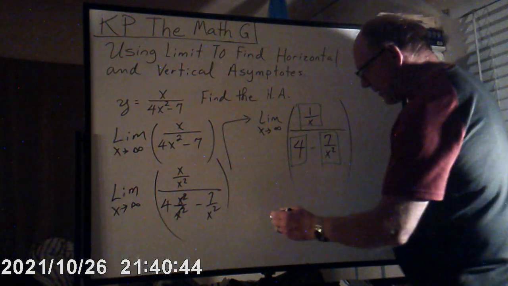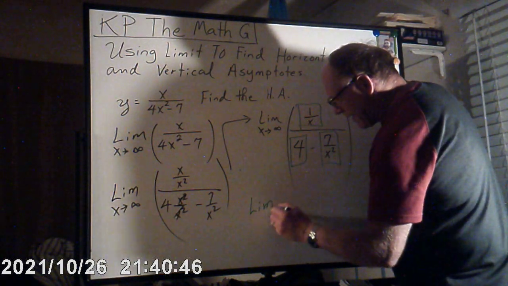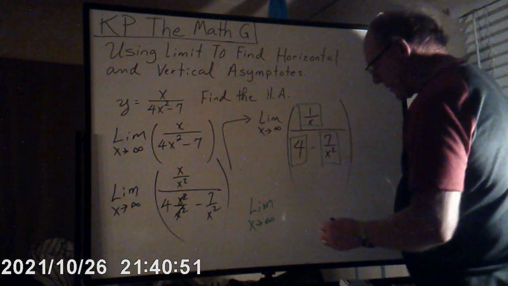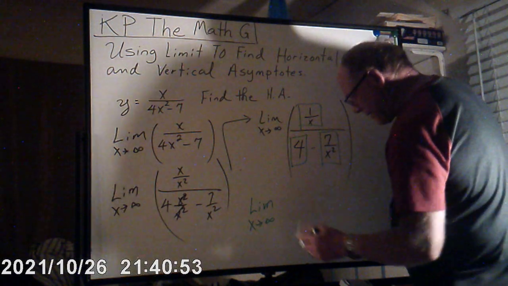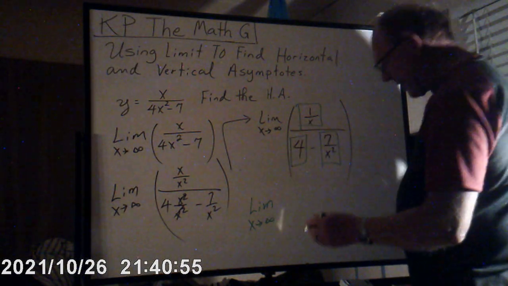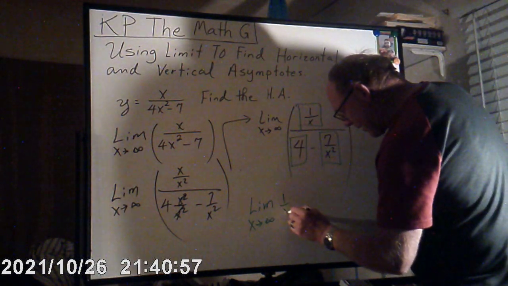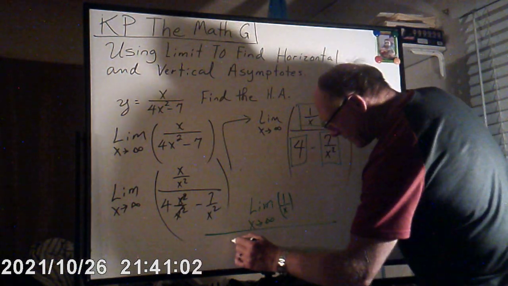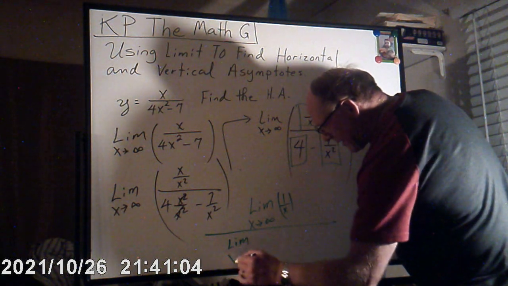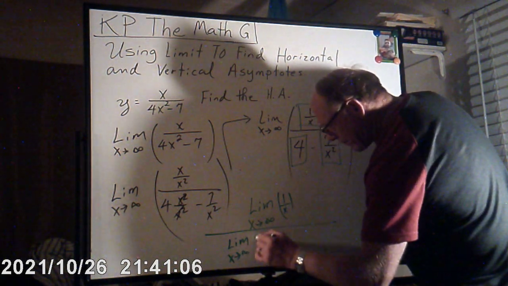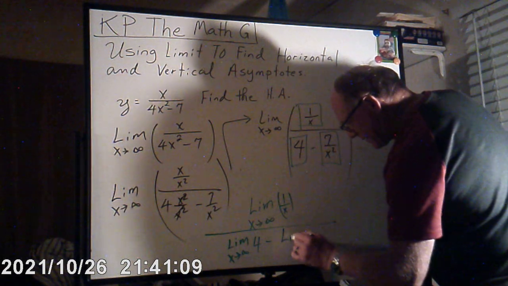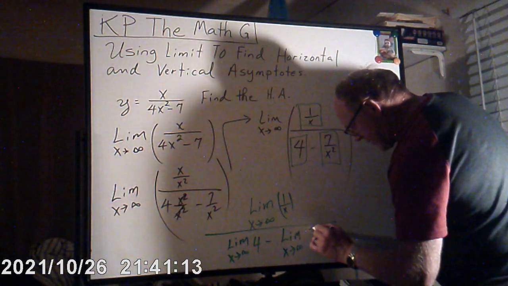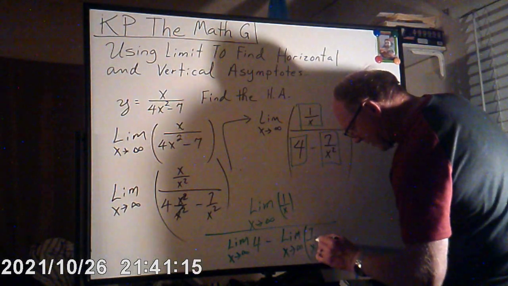So here's what's happening here. The limit as x approaches infinity. Actually what we're looking at is each one individually: the limit as x approaches infinity of 1 over x, divided by the limit as x approaches infinity of 4 minus the limit as x approaches infinity of 7 over x squared.